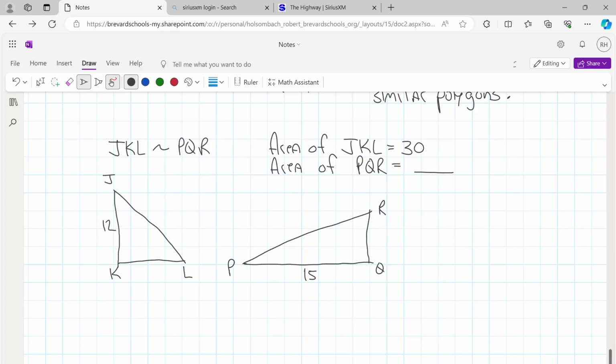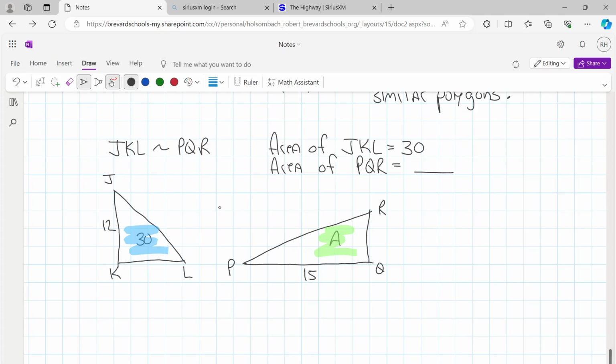So here's how this is going to work. JKL, this is the shape on the left. And I'm going to put a 30 in here. The area is 30. The area of the bigger shape is what we're trying to find. So the formula that we just wrote down said that the area of one shape over the area of the other shape. Now, we did this earlier in the year. If this is the blue shape and this is the green shape, it doesn't matter how we write our first ratio as long as we write the second ratio the same way.